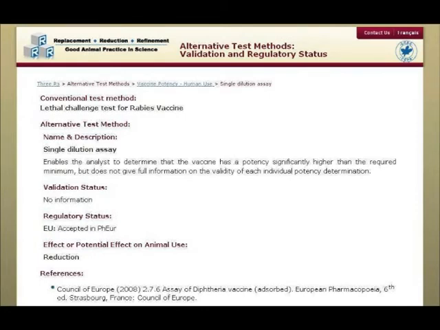Now we're looking at the alternative test to the rabies vaccine, the lethal challenge test for rabies vaccine. The alternative test method says single dilution assay. It says it enables the analysis to determine that the vaccine has a potency significantly higher than the required minimum, but does not give full information on the validity of each individual potency determination. Under validation status, it says no information, and under regulatory status, it has been accepted in the PHEUR. Under effect or potential effect on animal use, it says reduction, so this obviously isn't a full replacement test.